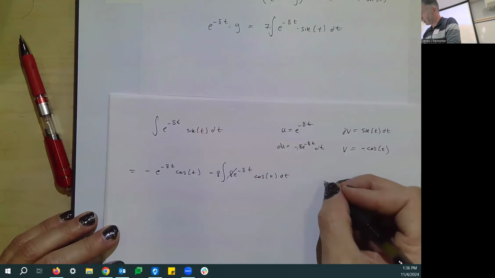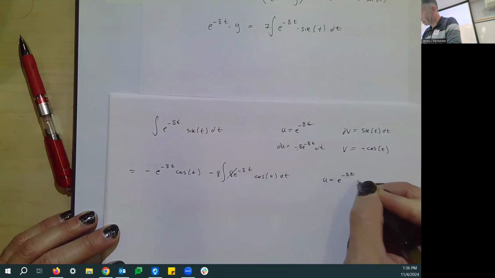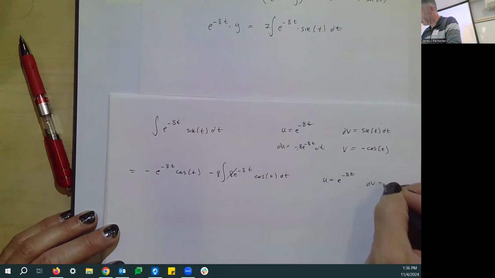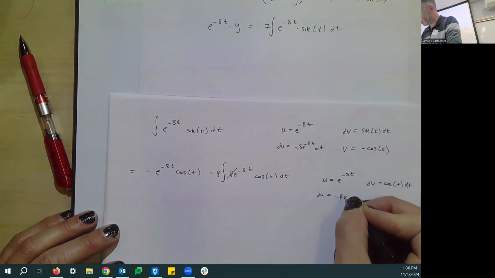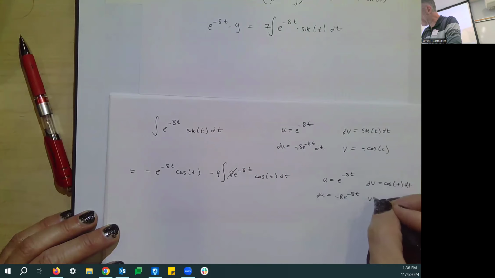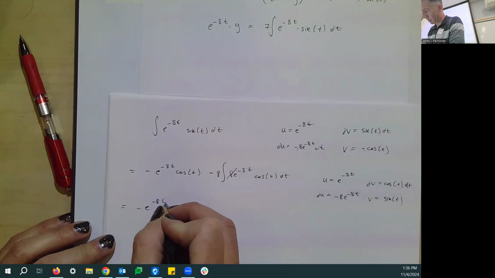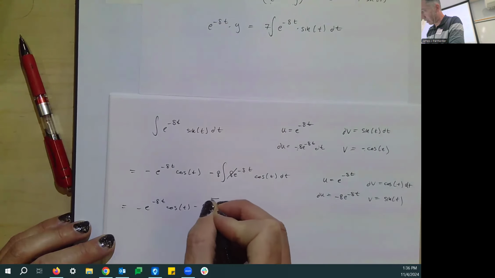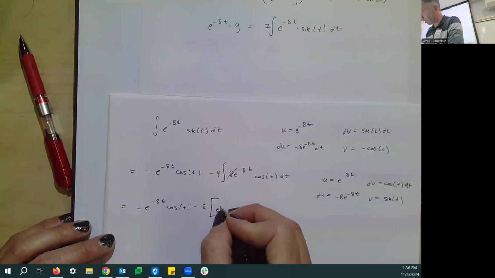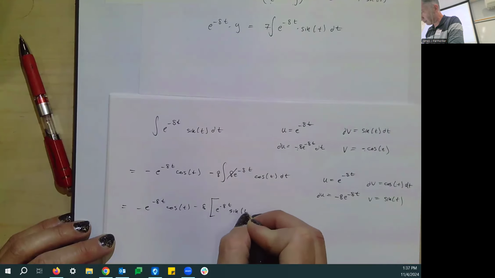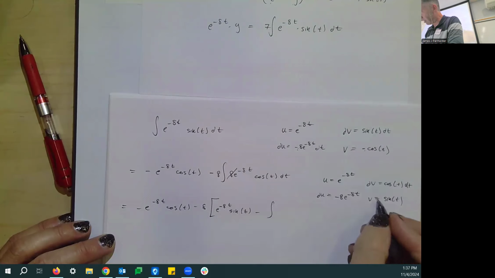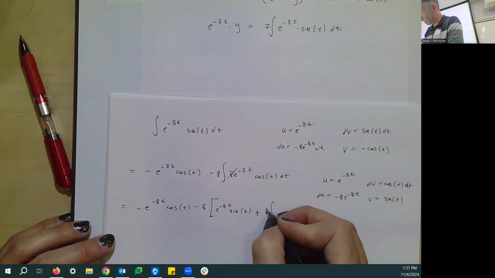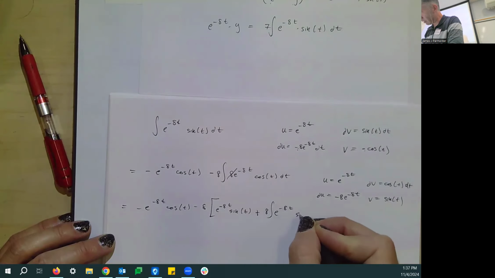We're going to do another one. We're going to let u equal e to the negative 8t again. dv is cosine of t this time. du is again negative 8 e to the negative 8t. And v is the antiderivative of cosine, which is sine. So we're going to get negative e to the negative 8t times cosine of t minus 8 times my u times v, so e to the negative 8t times sine of t, minus the integral of my v du, which is going to be a minus and then another minus, so plus 8 e to the negative 8t sine of t dt.